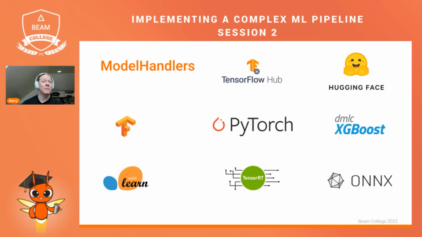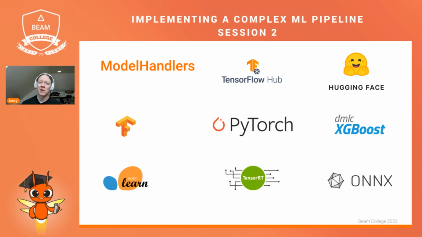So if you think about what model handlers are already available and easy to use in Beam, this is our current list, although the list is expanding, and we, as Beam contributors, also have the ability to add a new model handler to the repo of whatever we think is missing.